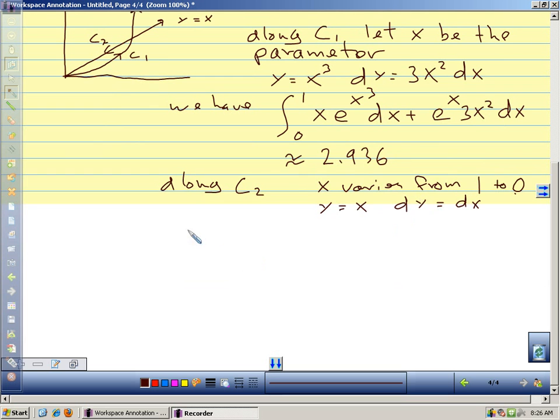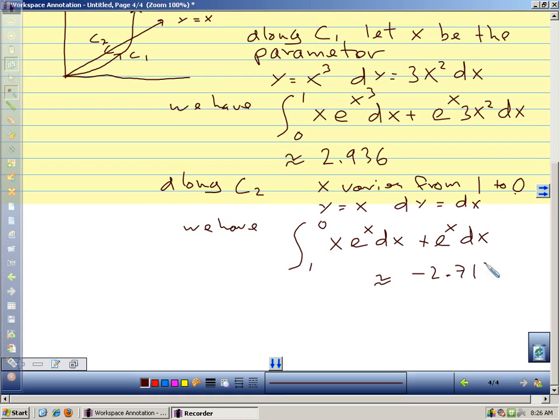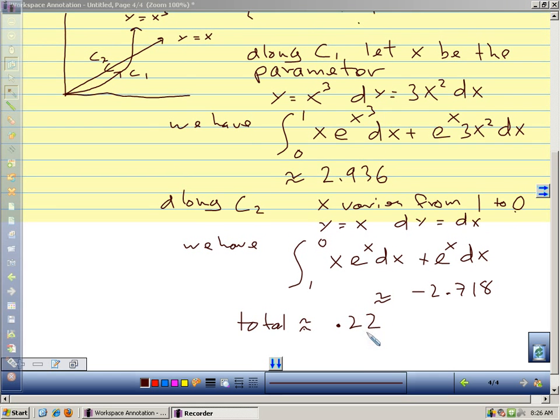And my integral is the integral from 1 to 0 of x e to the x dx plus e to the x dx. And that evaluates to approximately negative 2.718. And the total equals 0.22. So that's our line integral around that closed path. Our line integral evaluates to 0.22.